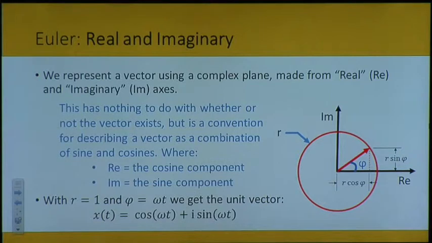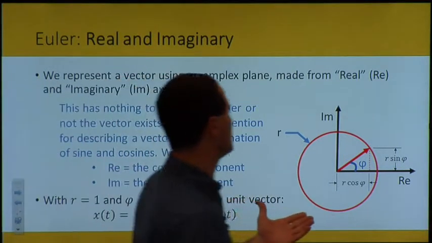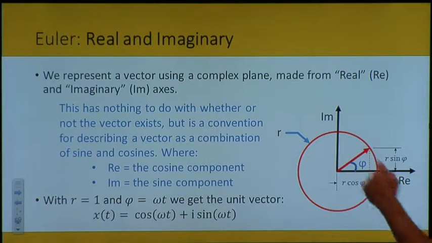So first, let's talk about the real and imaginary complex plane. What I've drawn here is a unit circle in my complex plane with my imaginary and real axes. And then I just have what I call a unit vector in this space. When I say something has a real or imaginary component, I'm not saying that the component does or doesn't exist. It's just a convention. It's a convenience. It's a way of describing my complex vector.